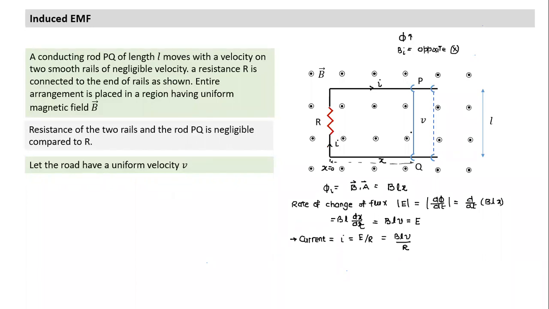Sir, how is the rate of change of flux equal to E? The rate of change of flux is equal to EMF. That's Faraday's law: the induced EMF in a loop is equal to the rate of change of flux in that loop. EMF is equal to d phi by dt. That's what I have taken.